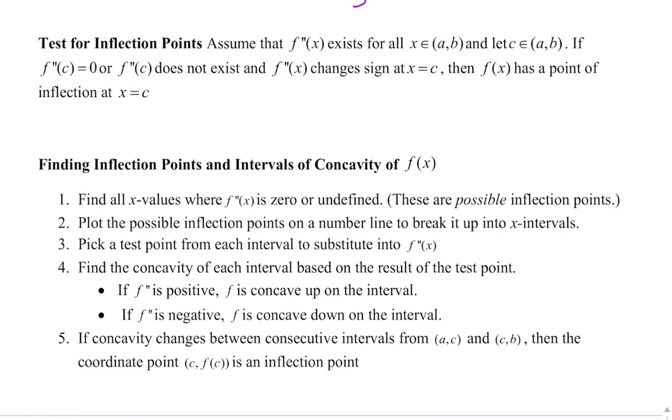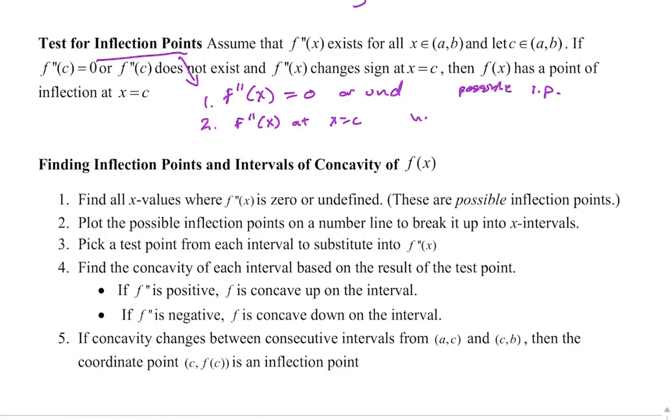It just means this. If you want to find an inflection point, we have to do a couple of things. We have to set the second derivative equal to 0, or undefined. Those are our possible inflection points. And then we have a second criteria. We actually have two criteria for an inflection point. First, the second derivative has to equal 0 or be undefined. And then second, it has to change signs at x equals c.